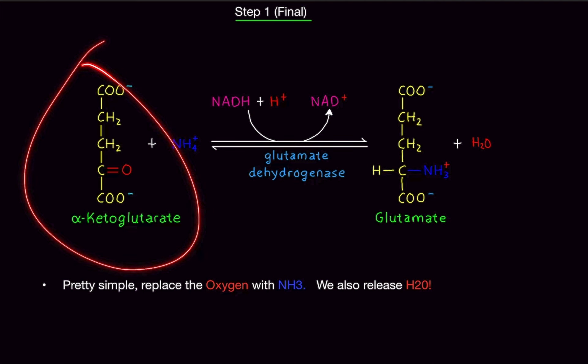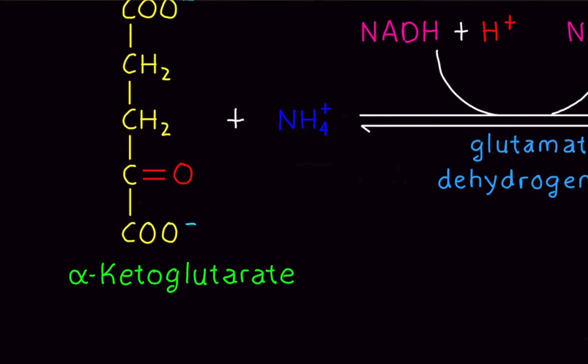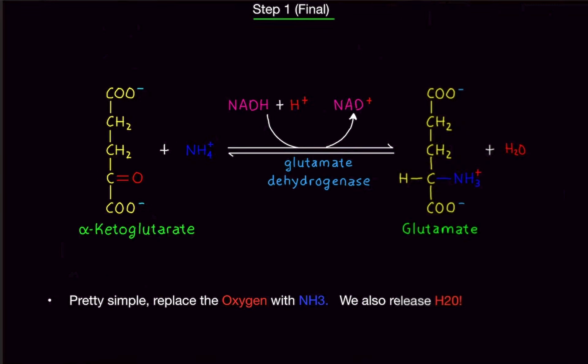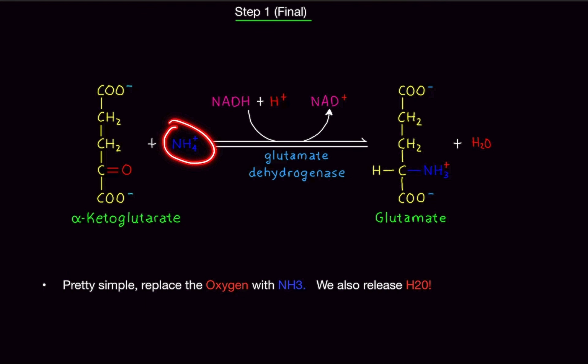Alpha-ketoglutarate. Alpha-ketoglutarate has this carbon-oxygen double bond. A random ammonium ion is going to come along. And here's what's going to happen.